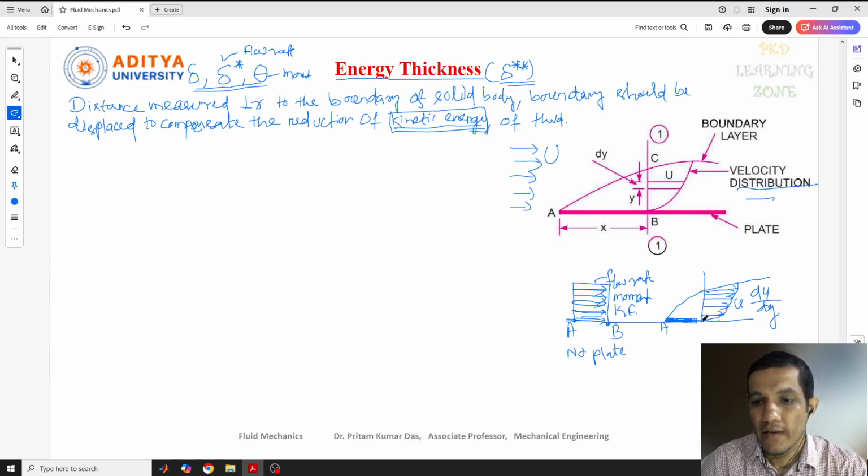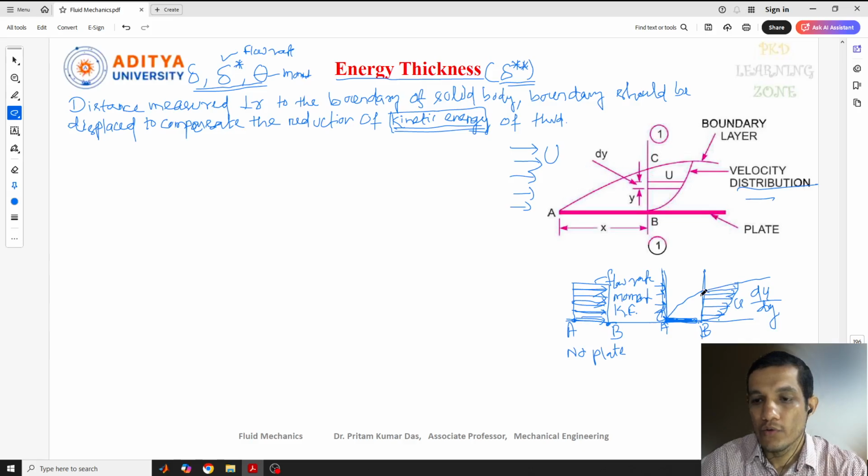Though the velocity is different at all these places, what the velocity, flow rate and momentum of the fluid were initially at this point will not be equal to those at this point. Suppose this is the B point.